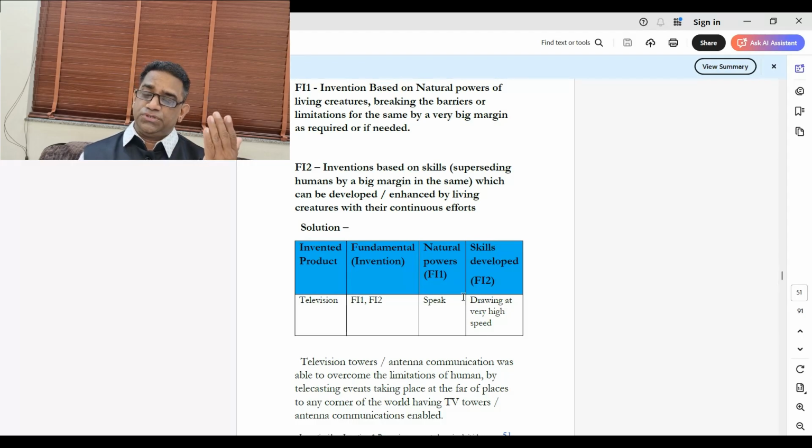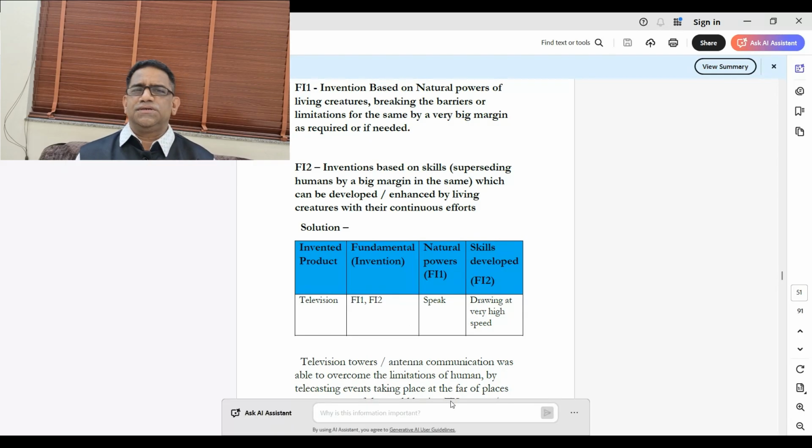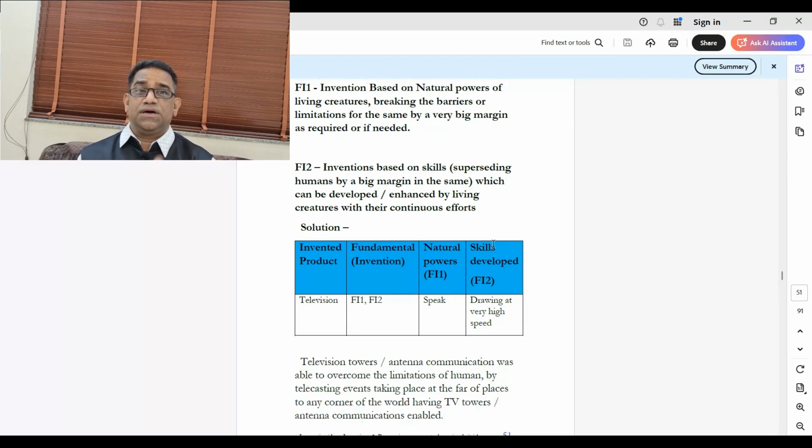And what was FI2? Invention based on a skill which can be developed and enhanced by a living creature with continuous effort, but the machine or device or the invention must supersede humans by a big margin in the same. So is it not a combination of these two? Let's see how, in the table. What is the invented product? Television.